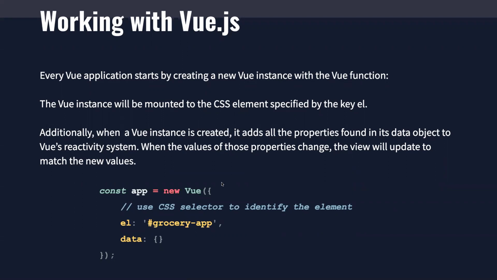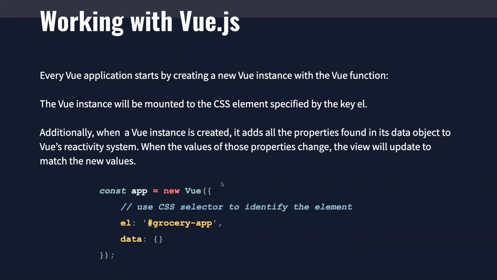So additionally, when you instantiate or create this new Vue instance, it will automatically add all the properties found inside of the data object. So if you needed to seed your application with some data, this is where you would do it. You would put it inside of the data object. And so we're going to see that today.